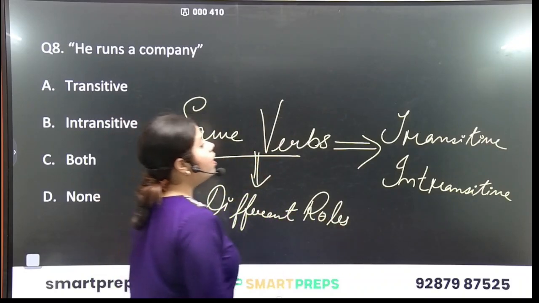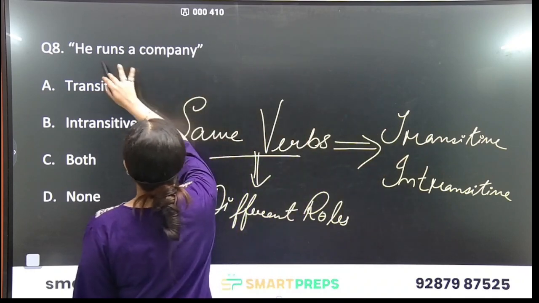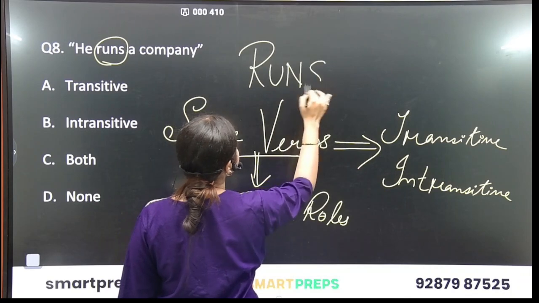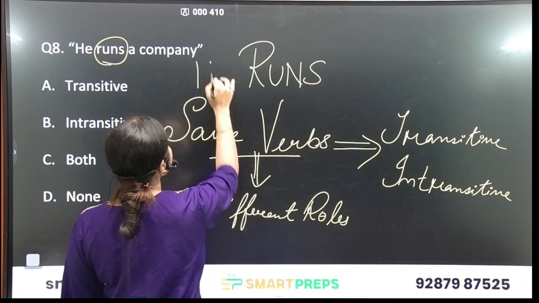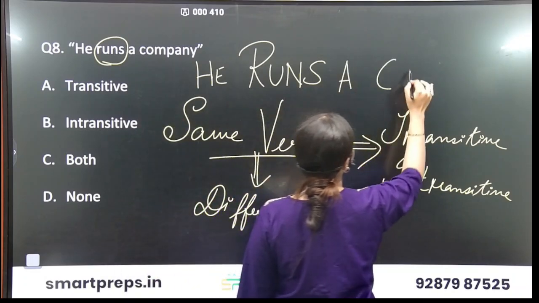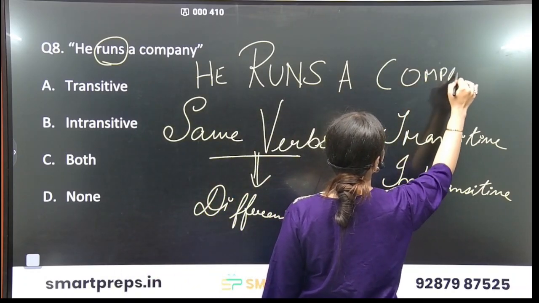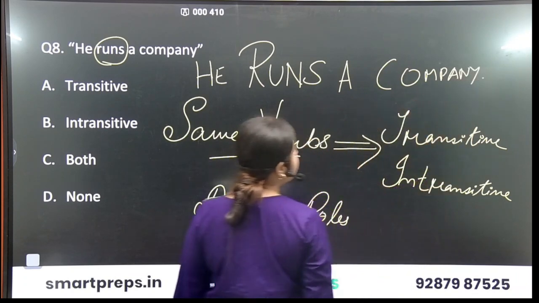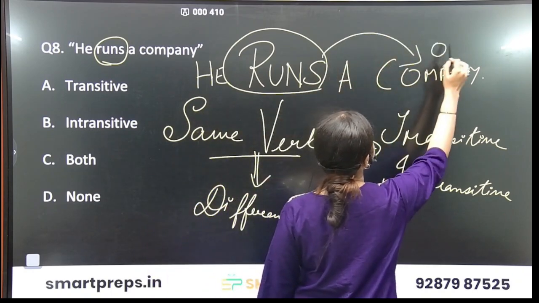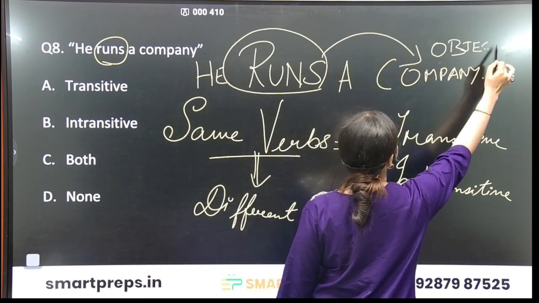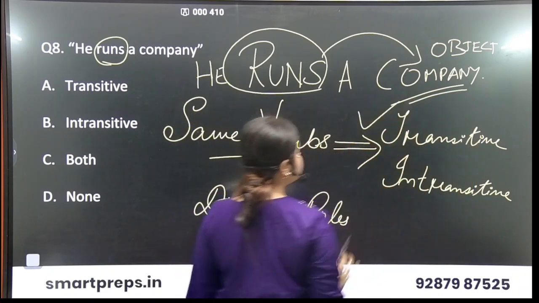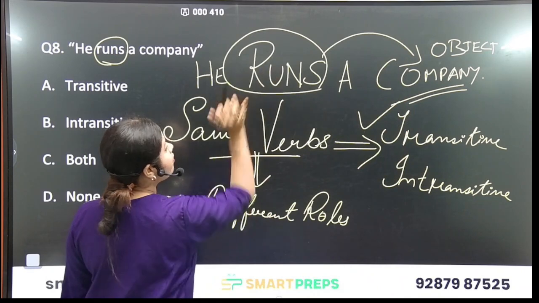Yes, so now regarding transitive, he runs. When the verb is runs, he runs a company. Yes, he runs a company. Now here the verb runs has an object. Yes, this is an object, that is company. So it is what? It is transitive.